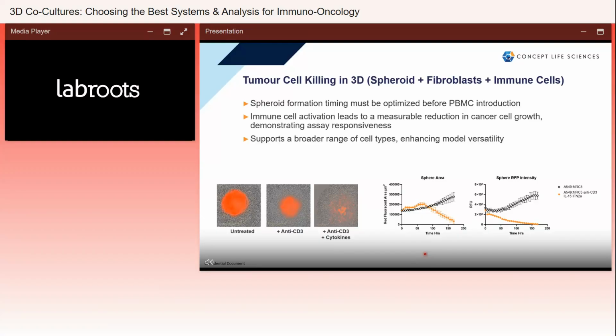But as soon as you start changing the activation status of those PBMCs, you will start seeing changes in the sphere. Anti-CD3 alone is sufficient to reduce the growth of the sphere and start breaking it down. Anti-CD3 plus the cytokine can have a much more devastating effect on the sphere, and you can see how it's almost completely broken down. You've just got individual cells throughout, which the immune cells will start dealing with. And obviously this can be imaged over time. You can see it happening over time.